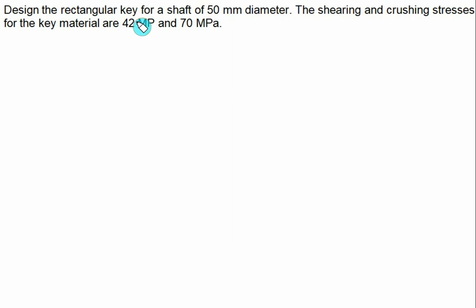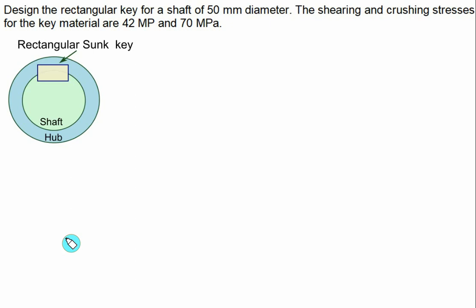Design the rectangular key for a shaft of diameter equal to 50 mm. Shearing and the crushing stress of the material are 42 MPa and 70 MPa. So we want to design here the rectangular key, and the diameter of the shaft is known, equal to 50 mm. We have given the value of diameter D, that equal to 50 mm.